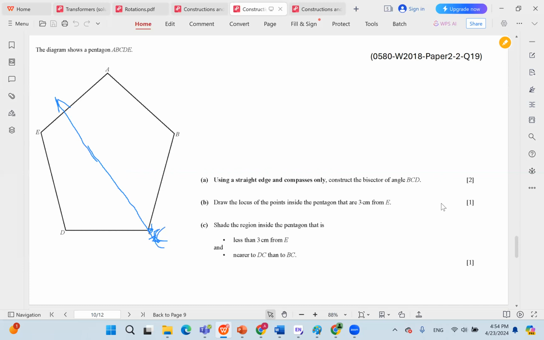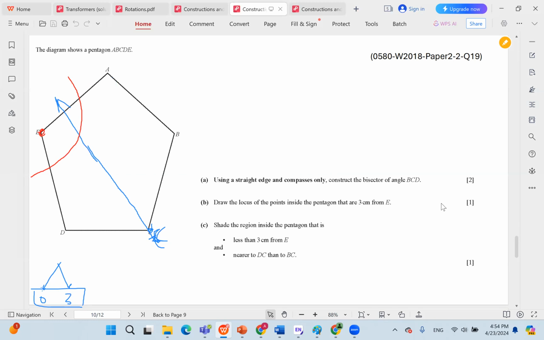Draw the locus of points inside the pentagon that are 3 centimeters from E. So 3 centimeters from E means that we're going to set the compass to 3 centimeters. So this point should be at 0 and this point should be at 3, for example. And then we're going to take the compass as it is and draw an arc with a center of E. So the iron part should be at E, and you should draw an arc that looks something like this.